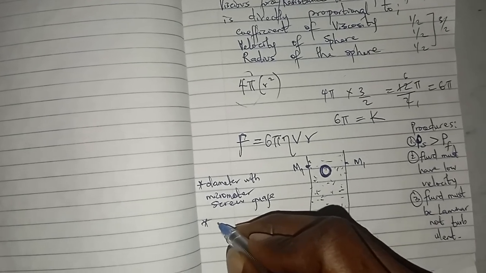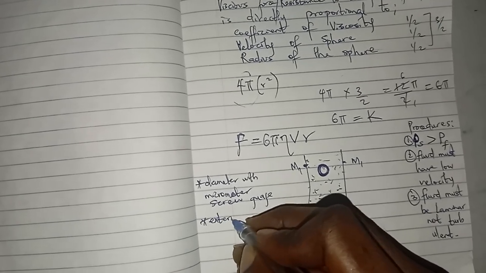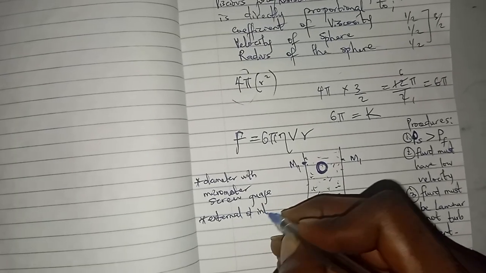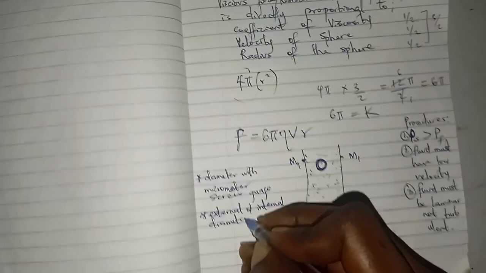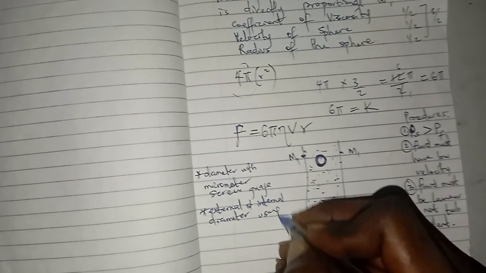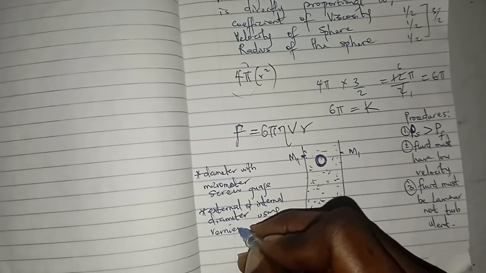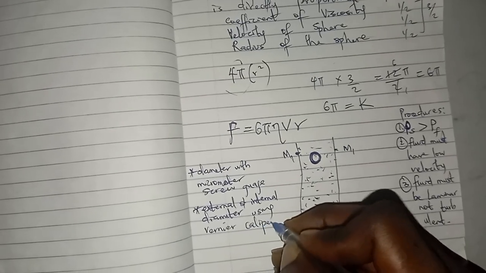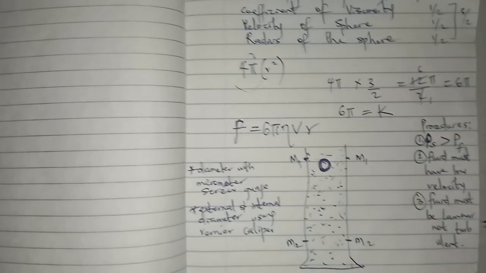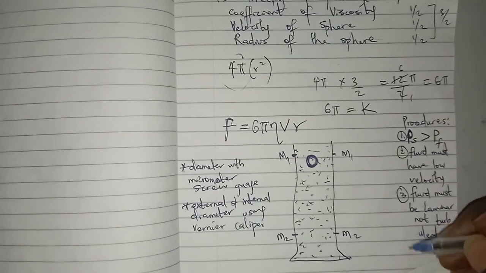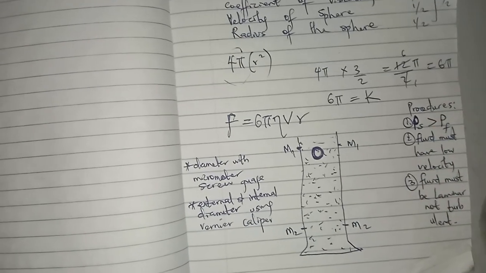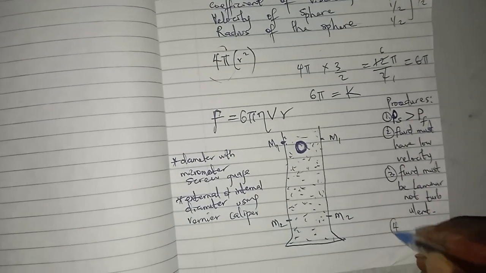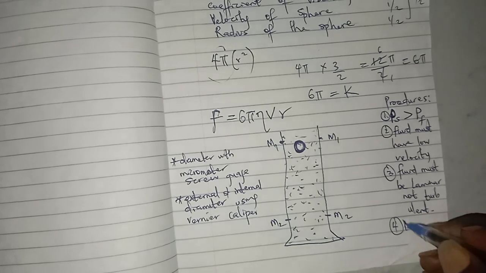You measure the external and internal diameter using a vernier caliper. So when you've done this, before you even put this sphere of known density, another rule is that the density must be known. So in this case, we are using castor oil. So the density of the sphere must be known.